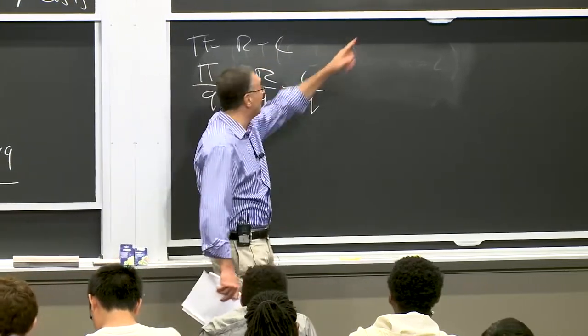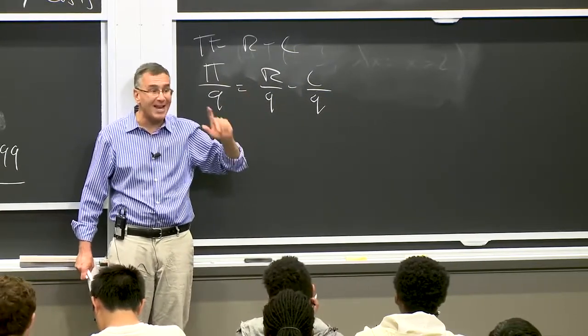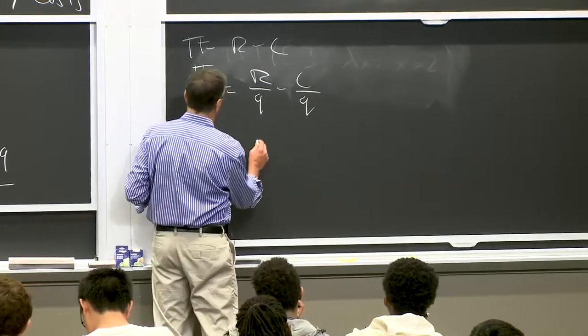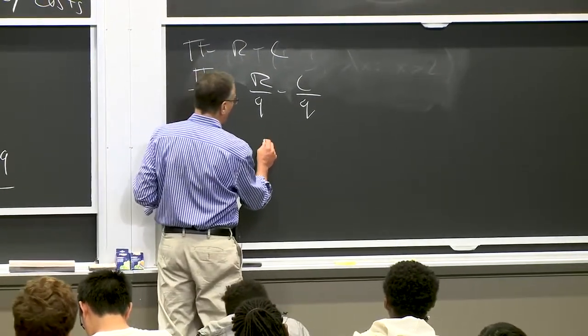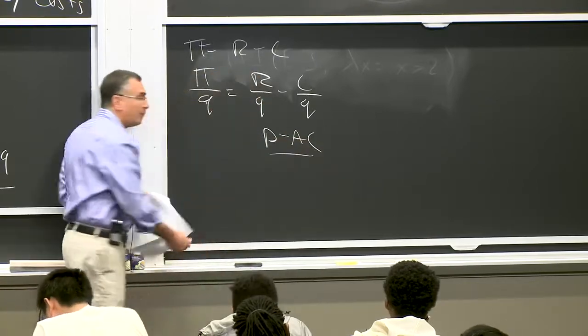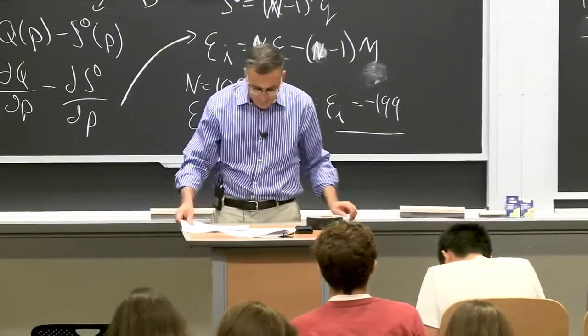So dR/dQ and R over Q are the same. In a competitive market, marginal price and average price are the same. It's the price. So this just says profits per Q are equal to price minus average cost. So your per unit profits is price minus average cost. And we can see that in figure 7.3.